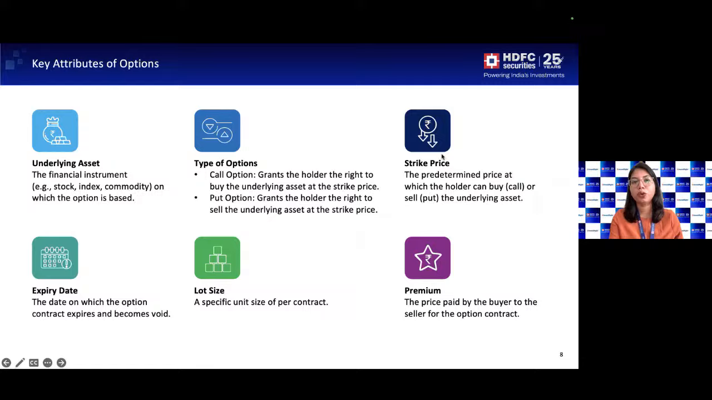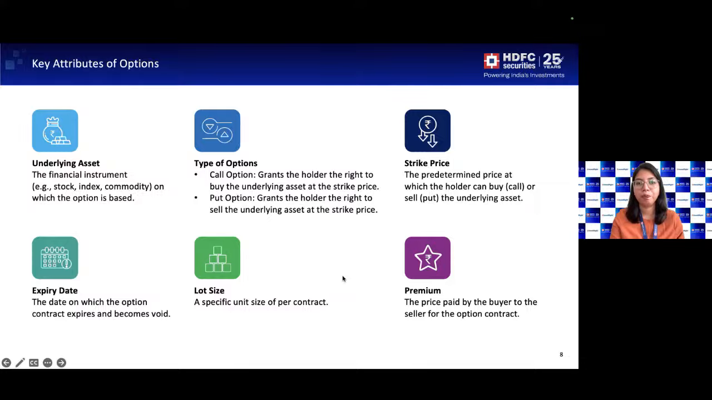I'll also show you how the strike prices are placed, at what intervals and all of that, on the live screen. Now the expiry date. All derivative contracts have an expiry date, so options also have it. Lot size is also the same for all derivative contracts. Now the premium is something that is unique to options. Whatever we pay, the price of the option, that is the premium. So let's say if a 26,000 Nifty call option is listed at 10 rupees, that 10 rupees is the premium of that option. These are the basic attributes of options.